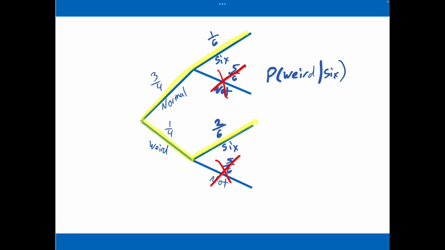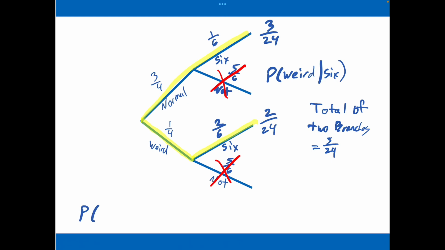You notice that our branch of selecting the normal dice and then rolling a 6 has a probability of 3/4 times 1/6, or 3 out of 24. Meanwhile, our branch of having a weird dice and then rolling a 6 has a probability of 1/4 times 2/6, which is 2 out of 24. Putting those together, we'll see that our total sample space has a probability of 5 out of 24. So our total probability of being in one of these 2 branches was 5 out of 24, which is the problem we found from the previous exercise.